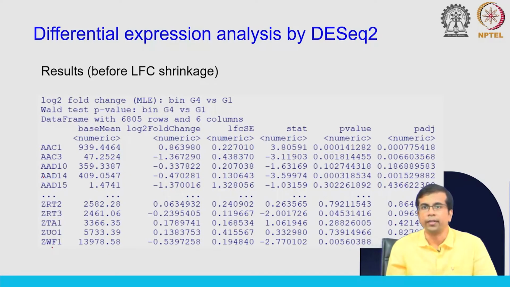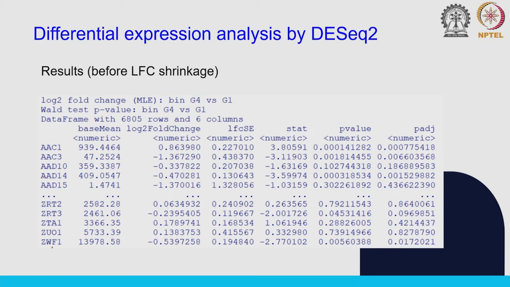Okay. So, here is the actual data, right. The summary data that we will get once you run DESeq2. Okay. So, it says log2 fold change, and we have done this being G4 versus G1 analysis, right, because this makes sense. G1 and G4 are quite different, and it says there are about 6,805 rows, meaning 6,805 genes, and 6 columns here in the results. Okay. Because we have this base mean. So, this is the average expression of the gene. You have log2 fold change, you have standard error of log2 fold change, you have the statistic, that is the Wald test statistic, you have the p value and the adjusted p value or padj, right.